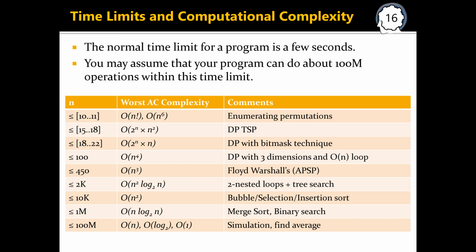If we're at 2000, now we can do n squared log n. So for example, that corresponds to 2 nested loops plus a tree search to get the logarithmic term. If we have 10,000, we can now use all the n squared algorithms like inefficient sorting methods. If we get to 1,000,000, now we need to do n log n.